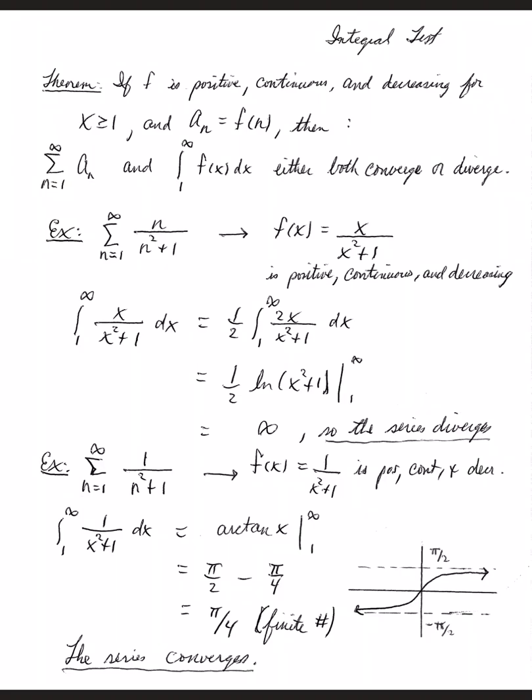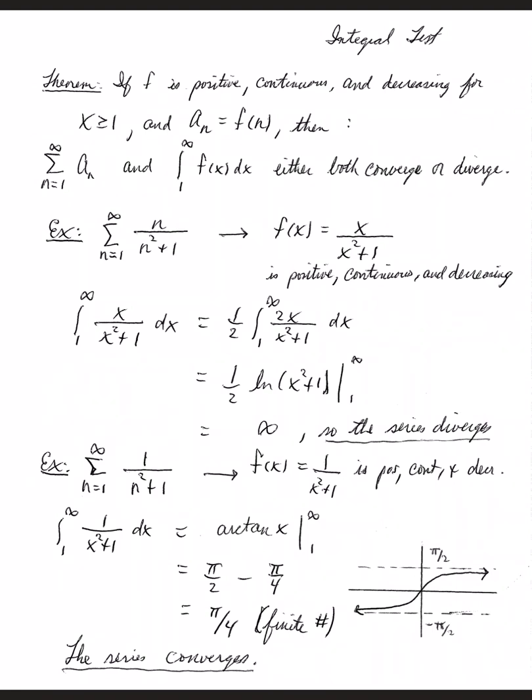If f is a positive, continuous, and decreasing function for which x is greater than or equal to 1, and a sub n can be written as f of n, then the infinite series, the sum from 1 to infinity of a sub n, and the integral from 1 to infinity of f of x dx will either both converge or both diverge. That's called the integral test theorem.